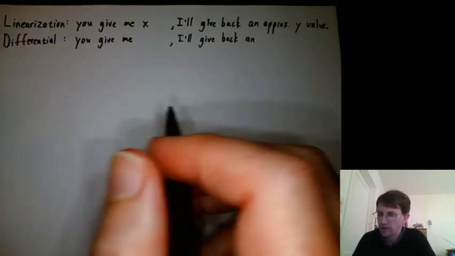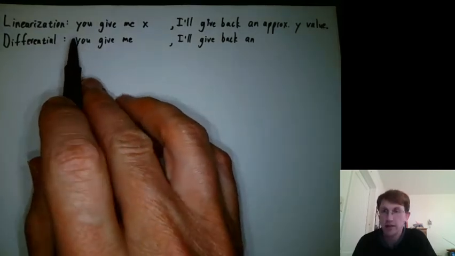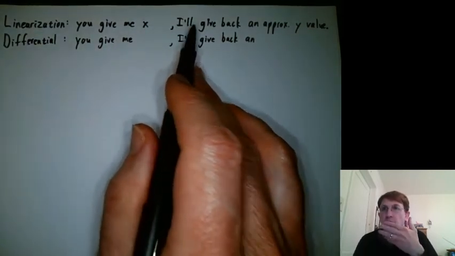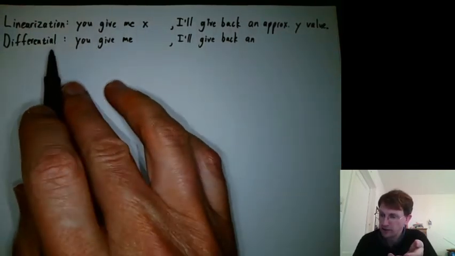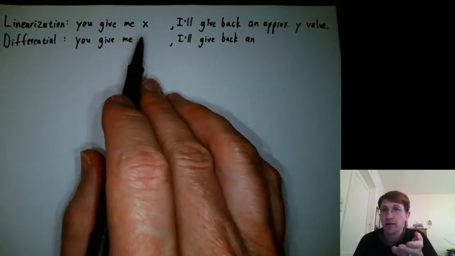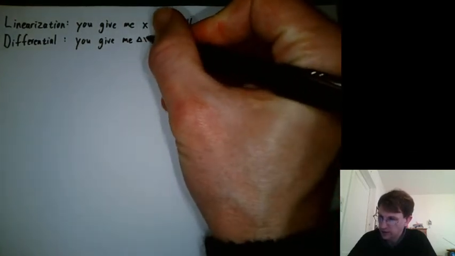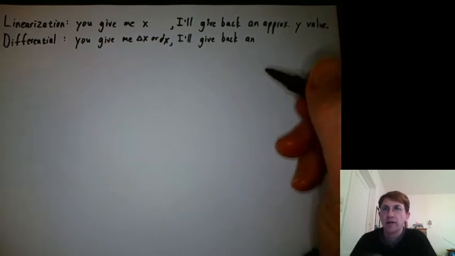Here's a way to relate differentials to what we've already seen with tangent lines or linearizations. In linearization, the game is someone gives me x and I give back an approximate y value using my tangent line formula. In differentials, the game is someone gives me not an x value, but a change in x value. So either delta x or dx, we're using them as two names for the same thing.